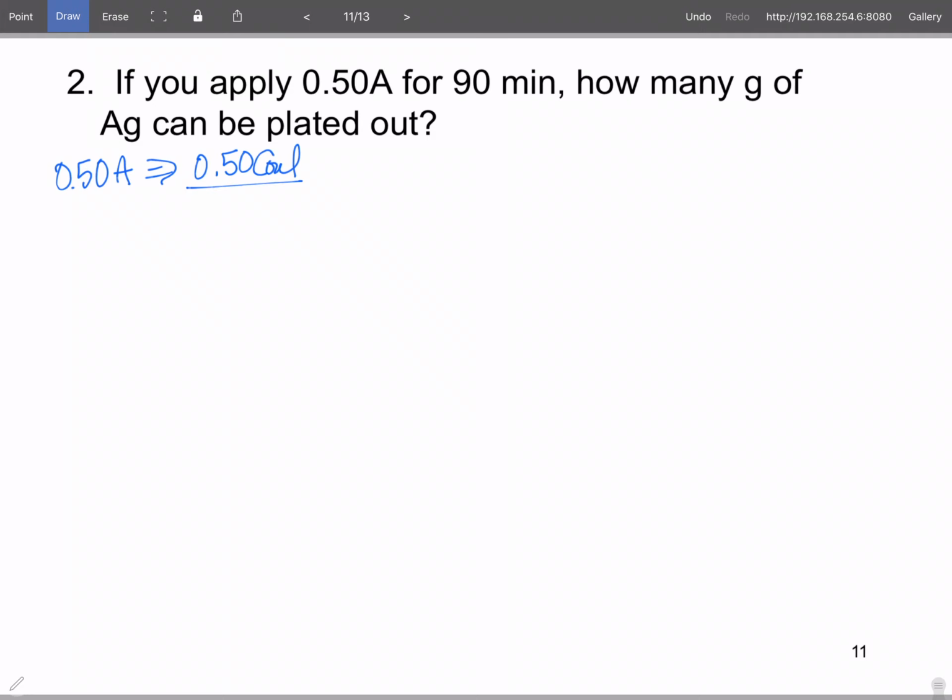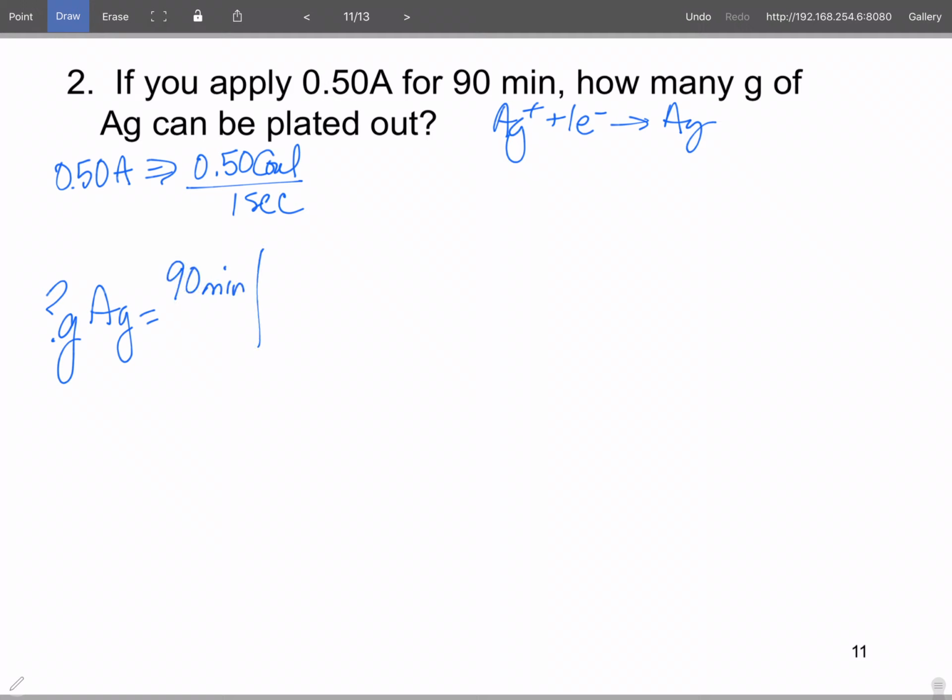coulombs per 1 second. And we know that silver is 1 plus, so we'll need 1 mole of electrons for every mole of silver. And we've got the 90 minutes. So we're looking for grams of silver again. So we're going to start with our time, which is 90 minutes. And we know that 1 minute is 60 seconds. So our minutes are gone.